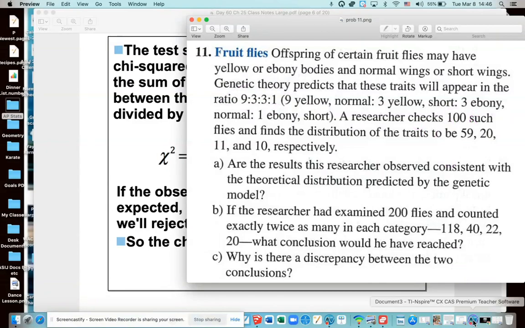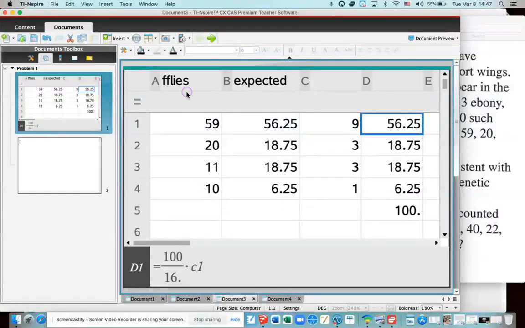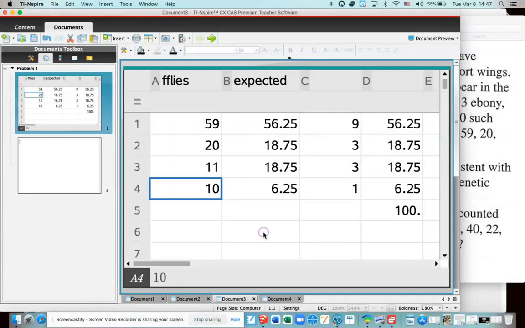All right, so I've kind of set it up on my calculator already for us. We got fruit flies, all right? And I did the calculation, but I'll show you how it works. So this 59, 20, 11, and 10 is what we observed from our sample of 100. We expected to see a ratio of 9, 3, 3, 1. If you add those up, that's 12, 15, 16, right? So out of 16, I've got to convert that to a sample of 100.